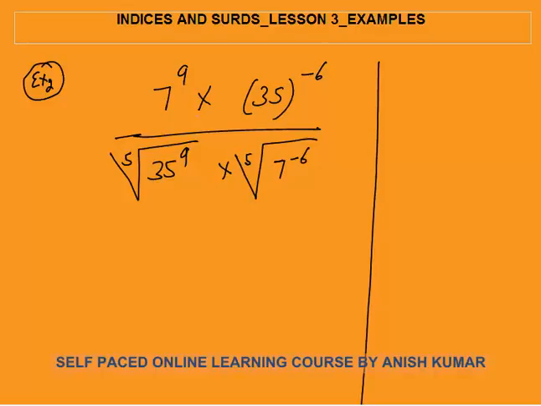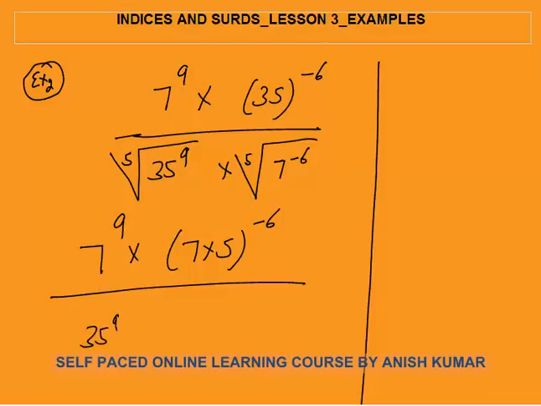Let's discuss example 2. This says 7 power 9, 35 power minus 6 and so on. These examples that I am discussing here will clear all kinds of concepts that are used in indices and surds. So 7 power 9 will be as it is. Now 35 can be written as 7 into 5, power minus 6.